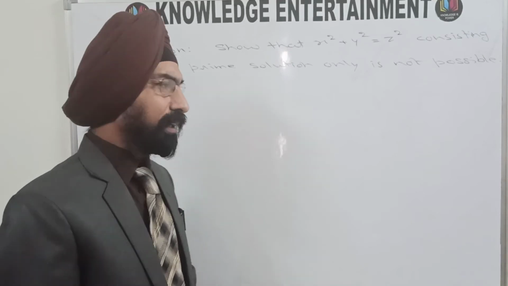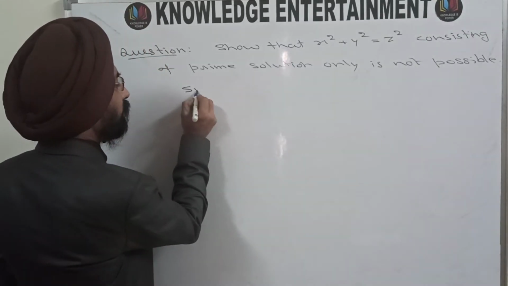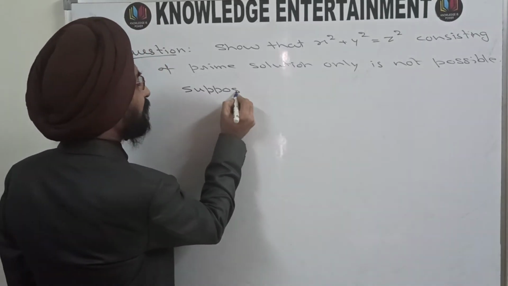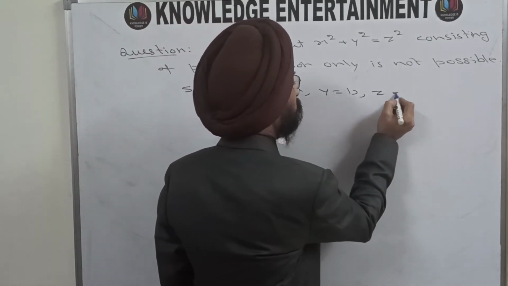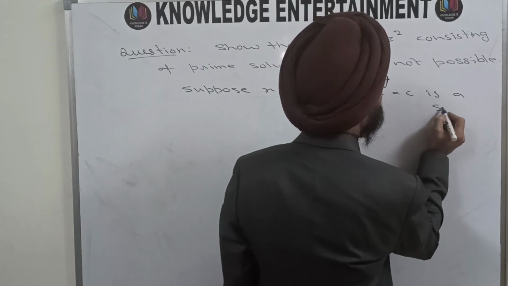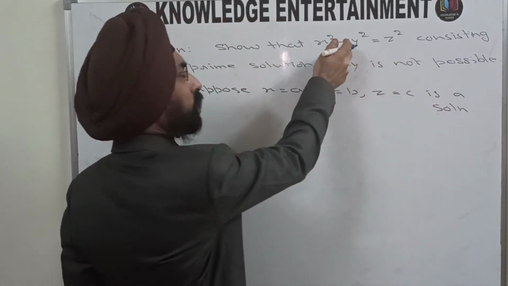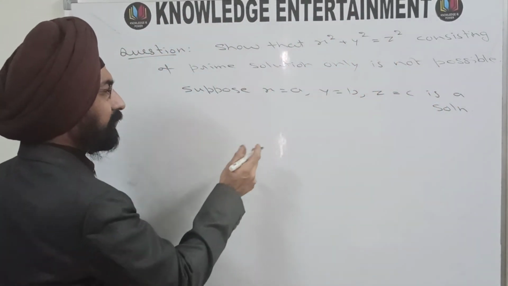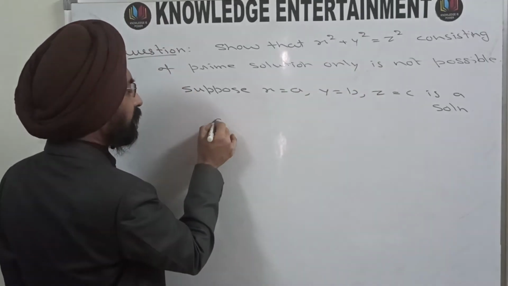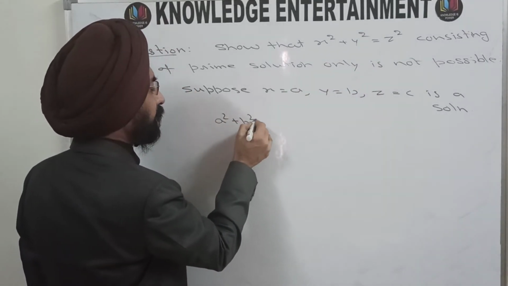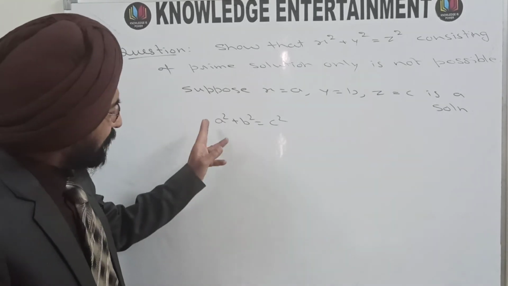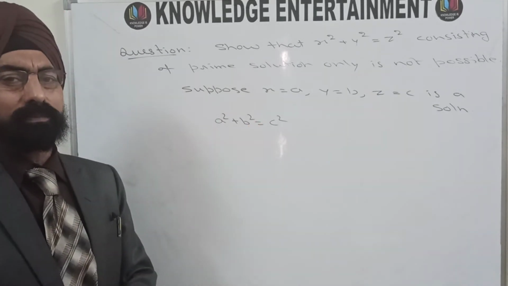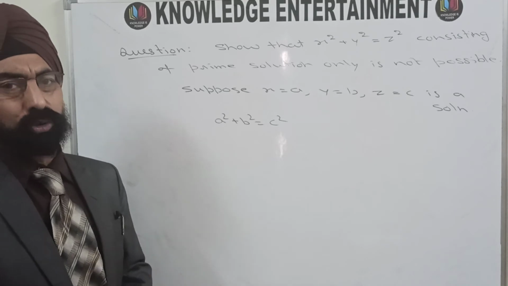All three cannot be prime. Suppose x is equal to A, y is equal to B, z is equal to C is a solution to this Pythagorean equation. Then A, B, C will satisfy this equation. That means A square plus B square is equal to C square. Now we want to show that all these A, B and C cannot be prime. At least one of them will be composite.